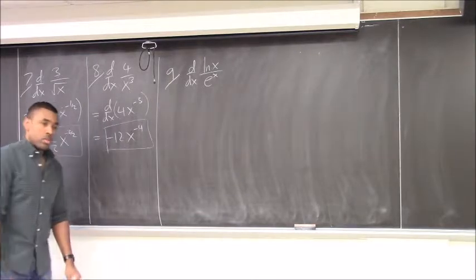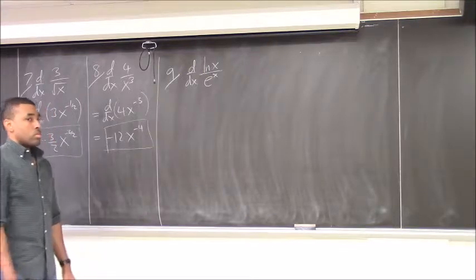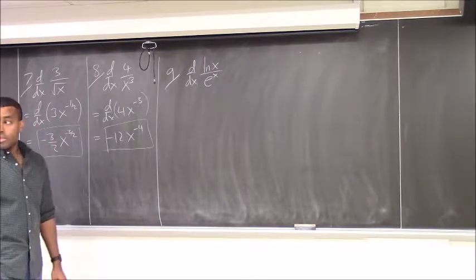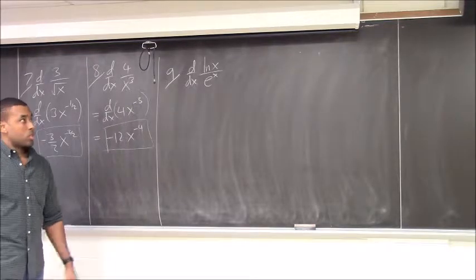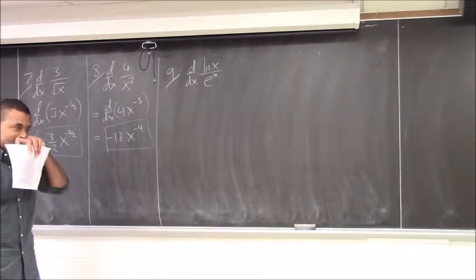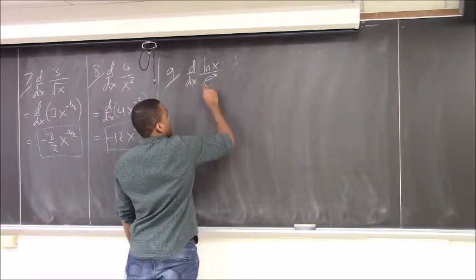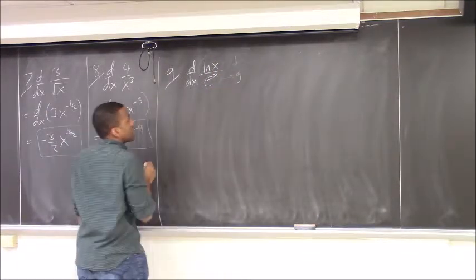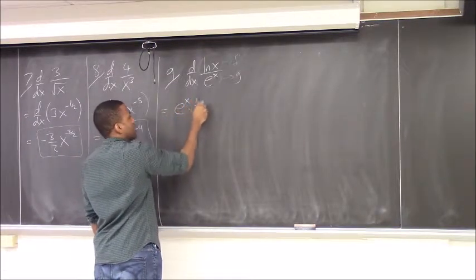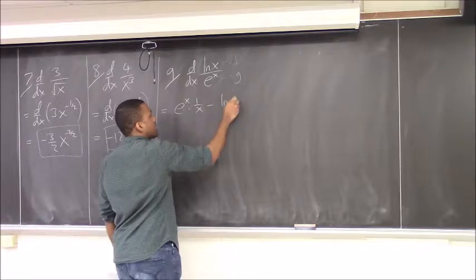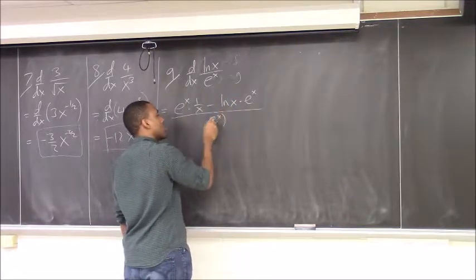Okay, how do we do that one? Do the quotient, right? Can't really simplify anything, so just jump to this quotient rule here. So that's my f, that's my g. So it's the bottom times the derivative of the top minus the top times the derivative of the bottom over the bottom squared.